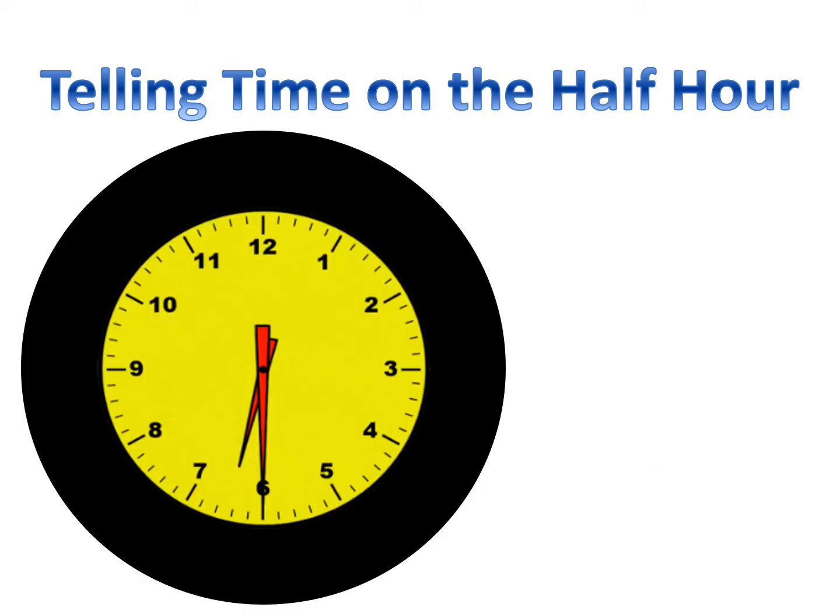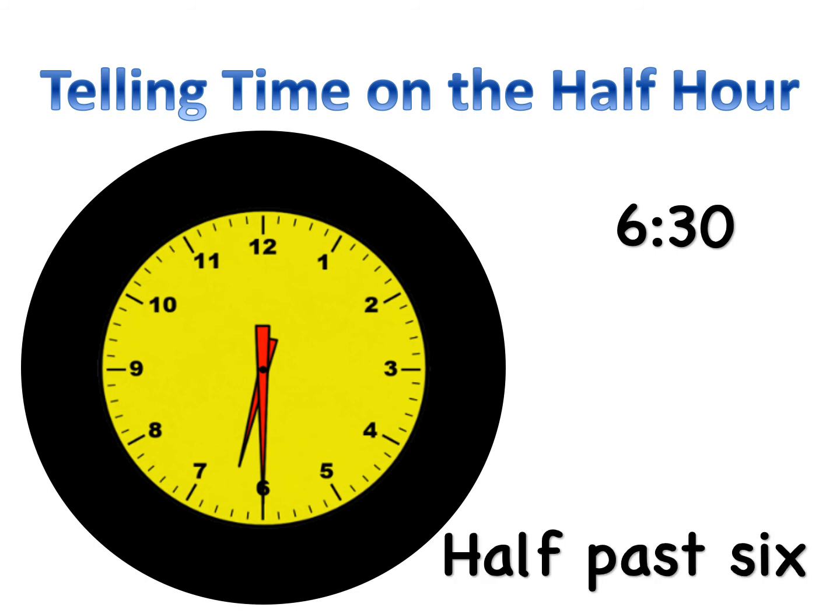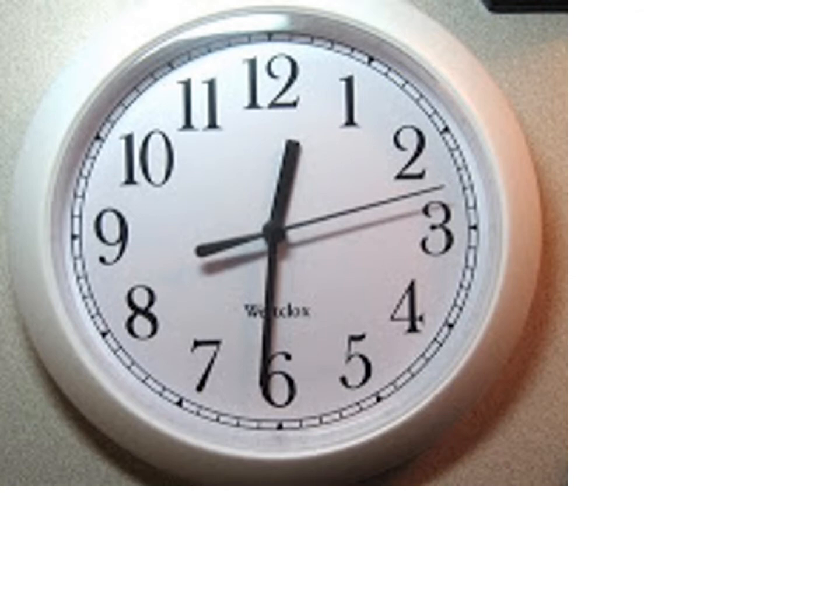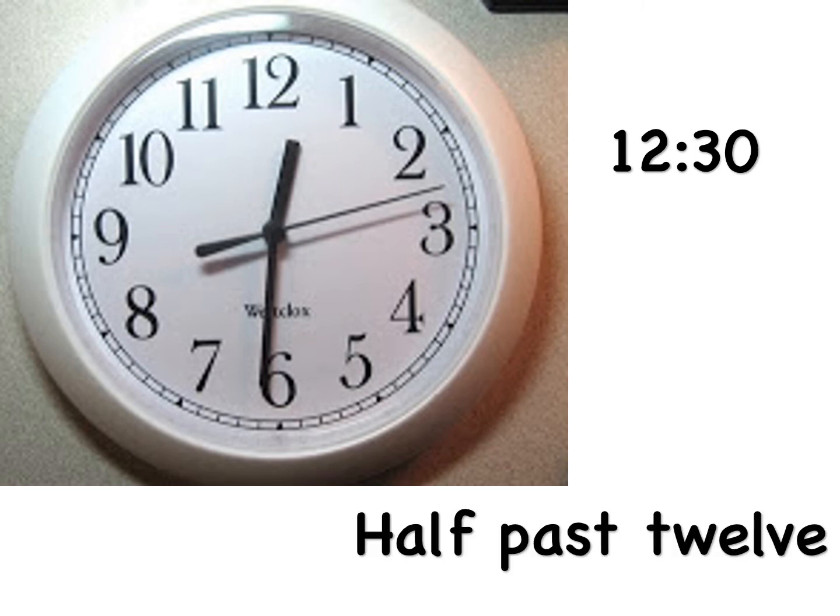How about this one? What time is it? 6:30 or half past 6. Let's look at this one, boys and girls. The hour hand, the short hand, is a little bit past the 12 and it's not touching the 1 yet. So the hour is 12 and the minute is 30. 12:30 or half past 12.